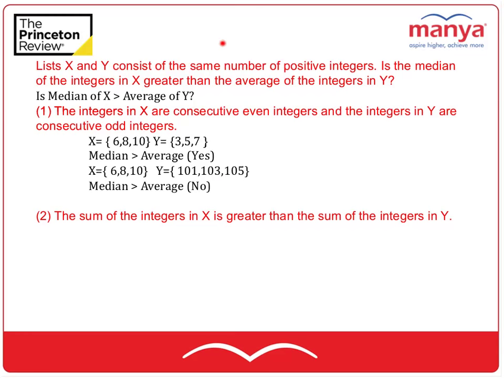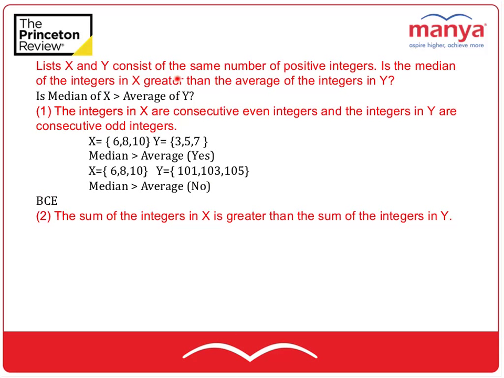So one yes and one no, then my statement is not sufficient. If my statement is not sufficient, it is BCE. Great. So now moving on to statement 2. When we are going to statement 2, consider statement 2 alone. The sum of the integers in x is greater than the sum of the integers in y.